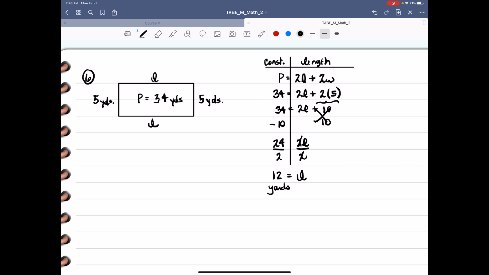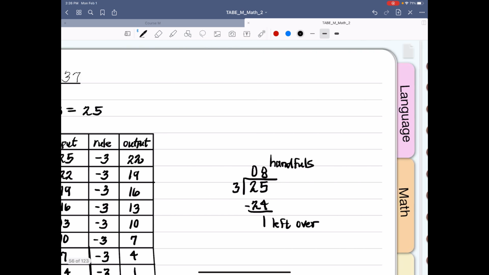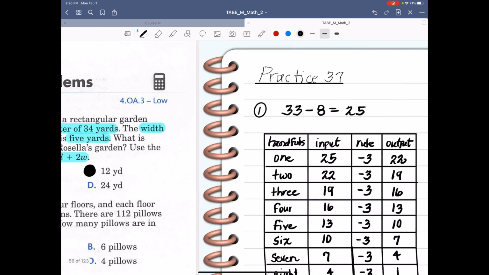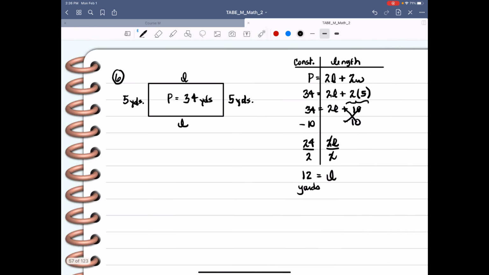So for number 6, I want to choose option B. The length is 12 yards. And you can check this. If you plug in 12 and then add all those sides up, you have 12 plus 5 is 17, plus 5 more is 22, plus 12 is 34. So I know that one is correct.